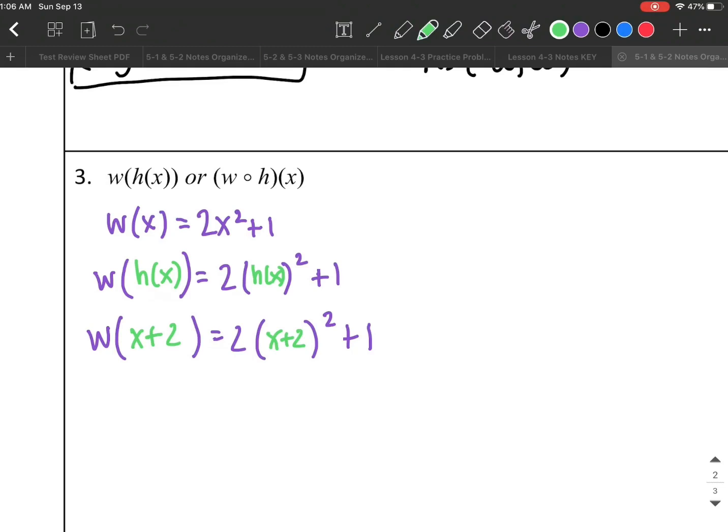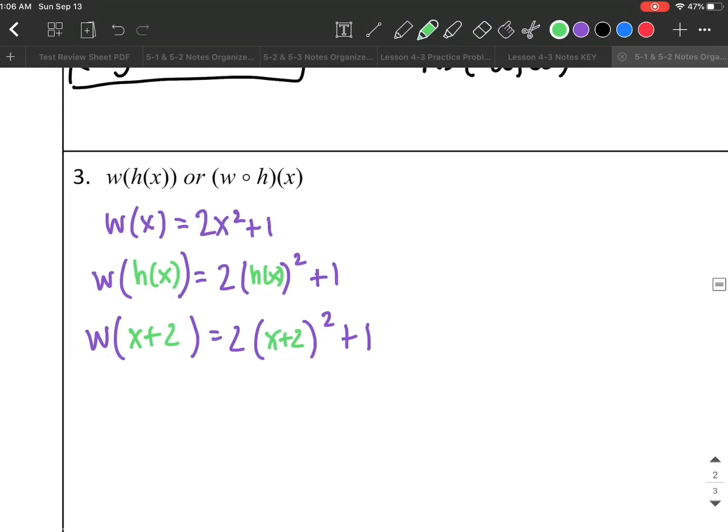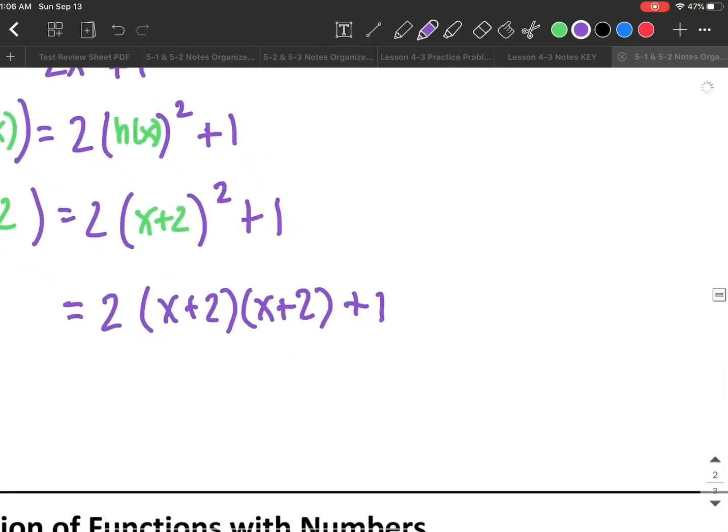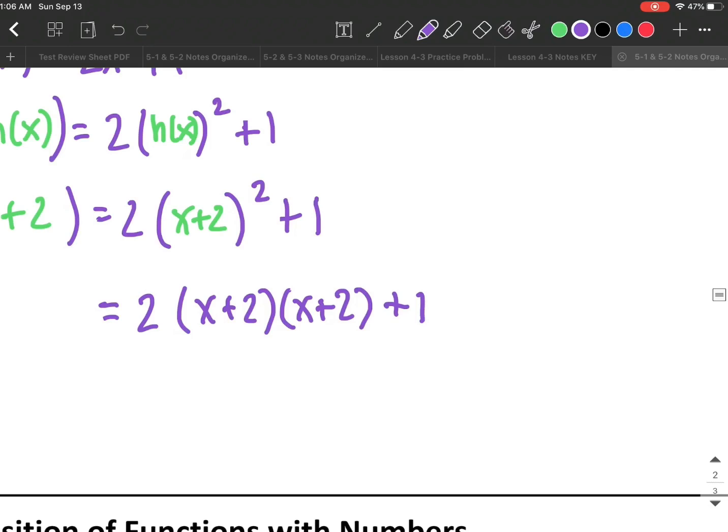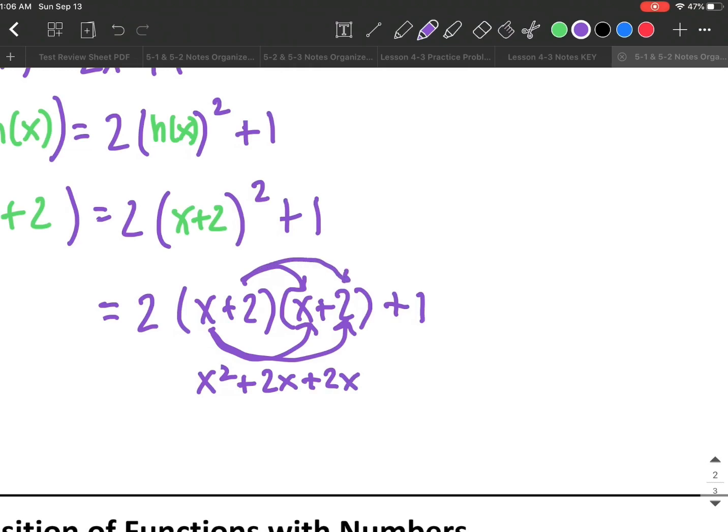So when I do that, I'm going to end up with w of h of x is equal to, this is 2 times (x plus 2) times (x plus 2) plus 1. The first thing I have to do is multiply the x plus 2 times the x plus 2. And when I do that, I'm going to get x times x gives me x squared. x times 2 gives me 2x. I have 2 times x gives me 2x. I'm going to write that here. And then 2 times 2 gives me 4.